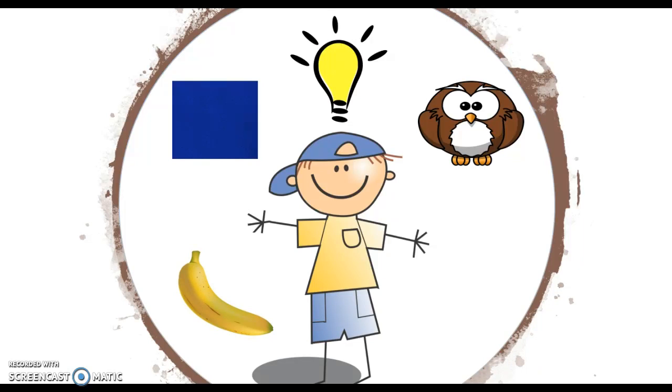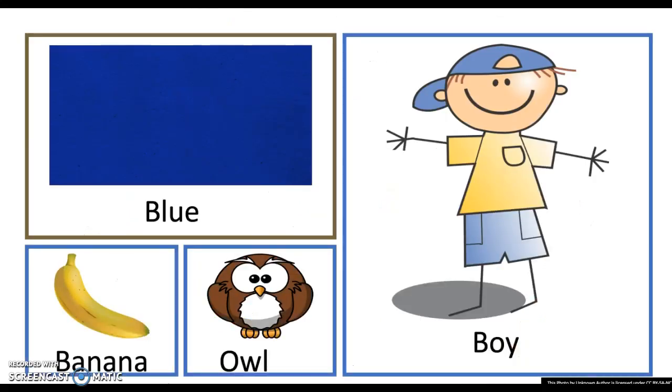Clark's mind lit up with exactly what he loved. He knew without a doubt he loved the color blue, he loved to eat bananas, and he loved the owl. Hoo, hoo!